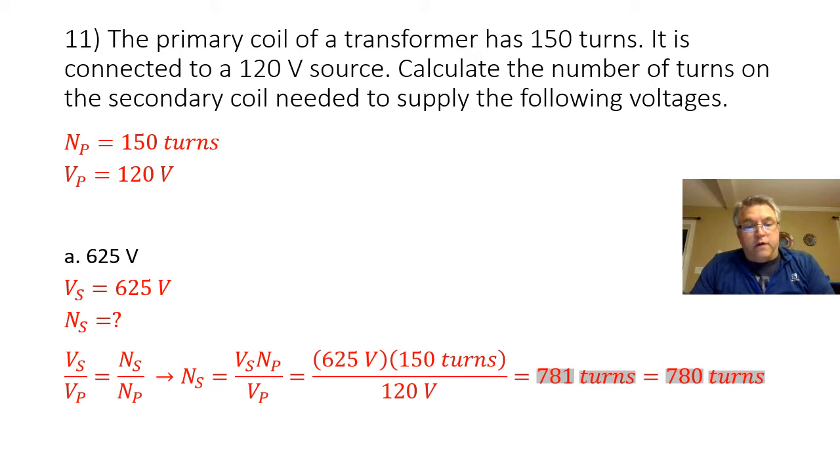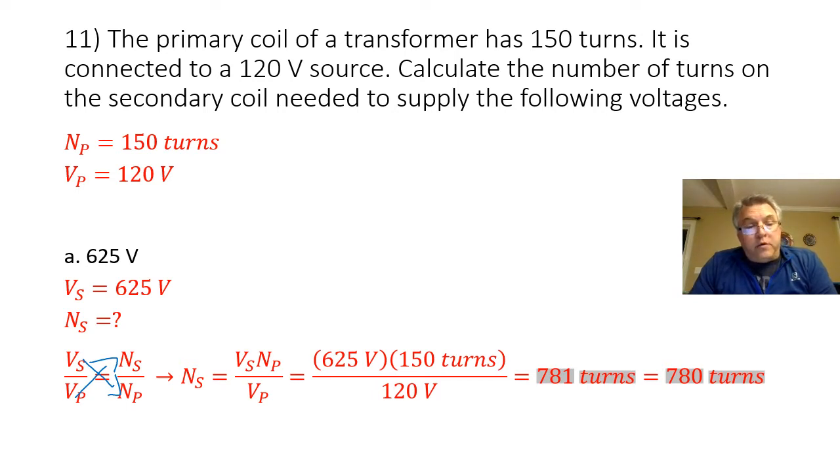If I want to solve for the number of turns on the secondary coil, I know that that is going to equal the voltage on the secondary coil times the number of turns on the primary coil divided by the voltage of the primary coil. And I could get that by doing a simple cross multiplication, probably the easiest way to solve these problems.